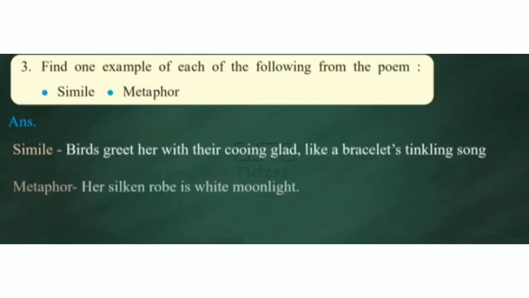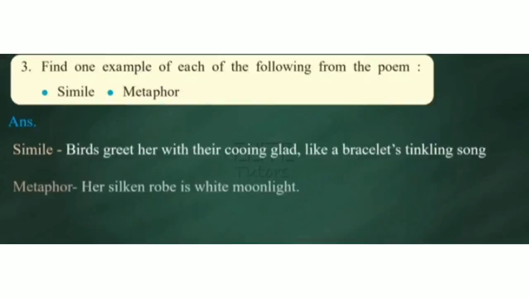So for an example of simile, what you can write is, see, birds greet her with their cooing glad like a bracelet tinkling song. Okay, so what happens over here is direct comparison of cooing is done with bracelet's tinkling, right? And which word is used over there? Like is used. So this is the example of simile. Also this figure of speech is onomatopoeia. Why onomatopoeia? Because the figure of speech in which sounds are described is called onomatopoeia, and over here the word tinkling is used and therefore this becomes onomatopoeia because a word representing sound is being used.